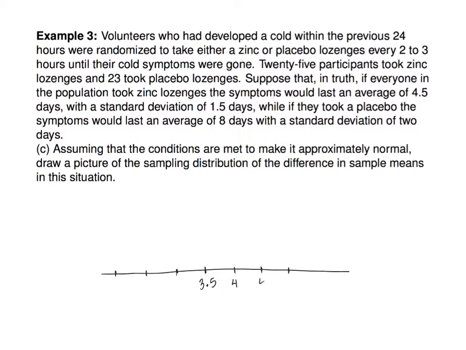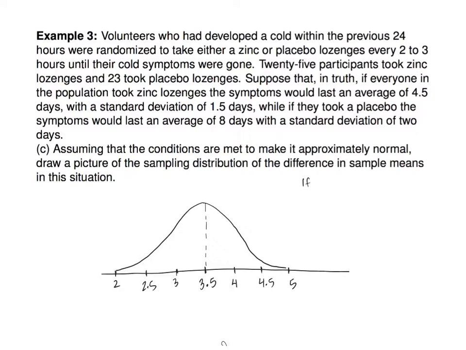So 4, 4.5, and 5, 3, 2.5, and 1.5. Oh, 2. Now our distribution will be centered at 3.5, and it'll be approximately bell-shaped and will decrease rather quickly to 0 around 2 and 5. So approximately there is your sampling distribution.